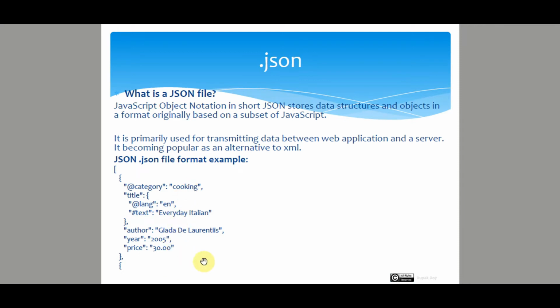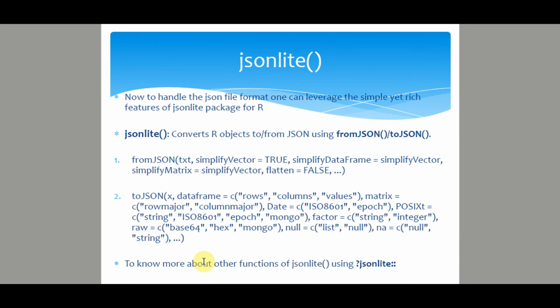JSON data format is like a bit of a programming kind of language, but we only need to know the formats and the syntax to guide ourselves to set the parameters of the read function. Now, to handle the JSON file format, one can leverage the simple yet rich features of the jsonlite package for R. jsonlite converts the R objects to and from JSON using fromJSON and toJSON functions. You can go through the parameters to customize the loading of the JSON data.